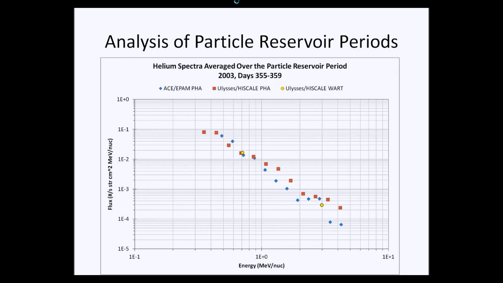Also, an initial external check, that is looking at the congruence of the spectra, the fluxes from Ulysses and HISCALE during this particle reservoir period, give us an initial bit of good confidence that we do have the normalization right for our PHA-derived fluxes.